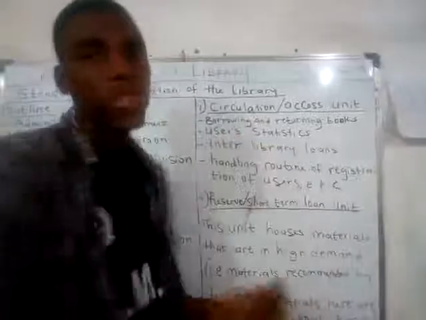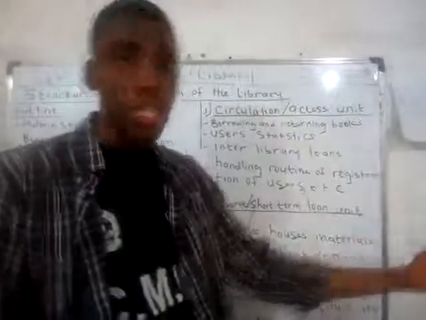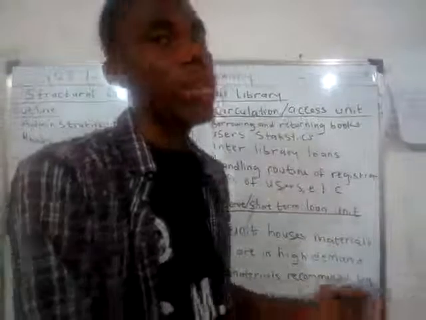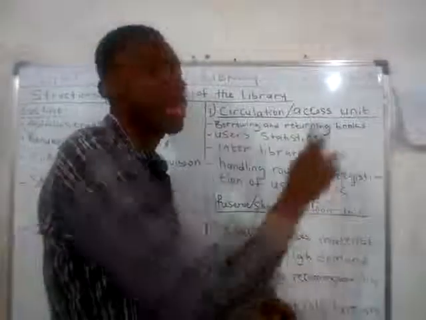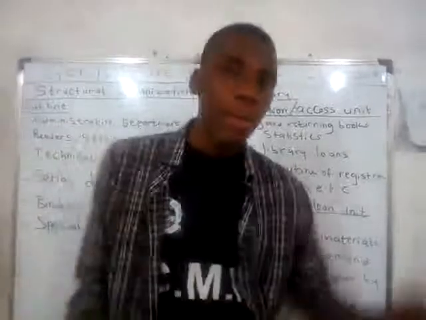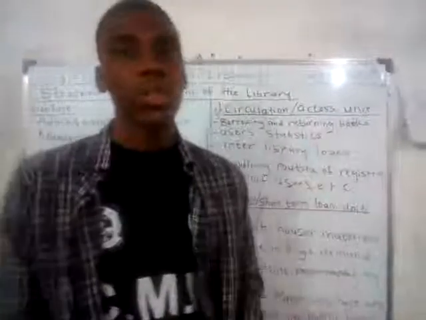This is what they check: user statistics, knowing the number of people that go into the library on a daily basis. The third one is interlibrary loans. You know, a library borrows some of its collections from another library.